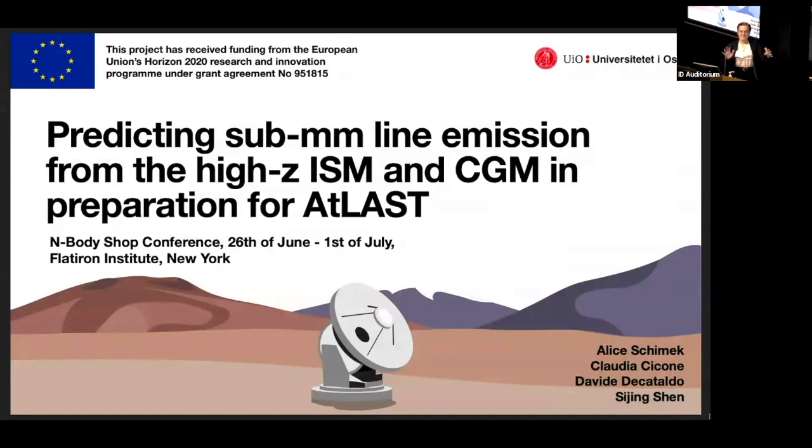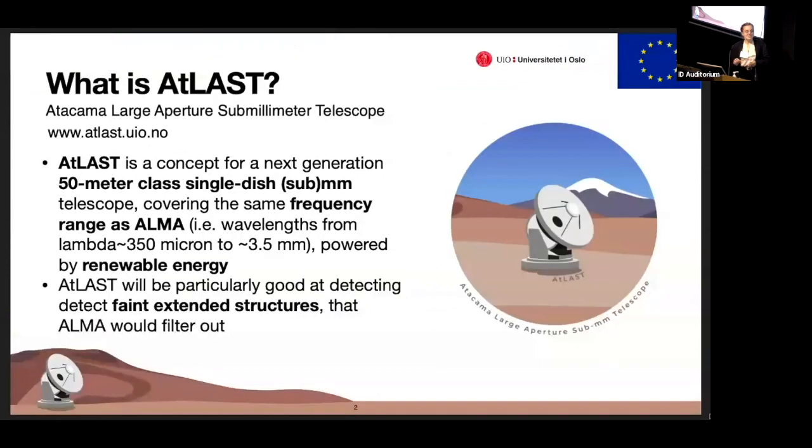Hi, so this is a bit of a different talk because I come from a bit of an in-between between observations and simulations, because I am modeling observations for a telescope project, which is the ATLAS project. So what is ATLAS? ATLAS is the concept for a 50-meter single dish sub-millimeter telescope, which will cover approximately the same bands as ALMA, so it's supposed to work in good synergy with it.